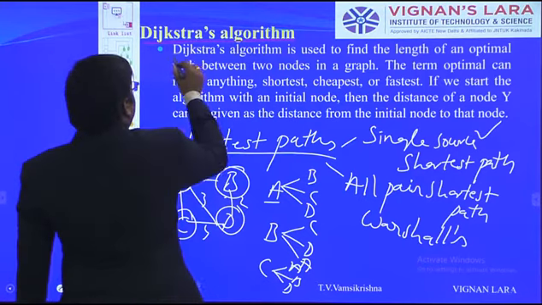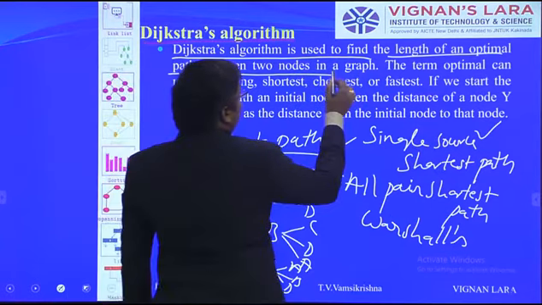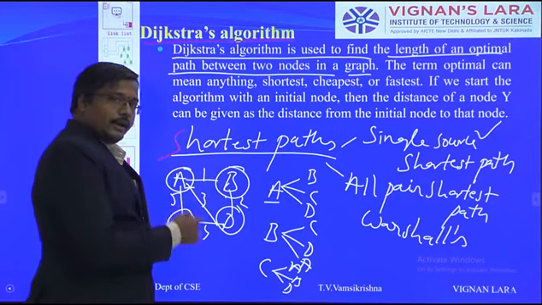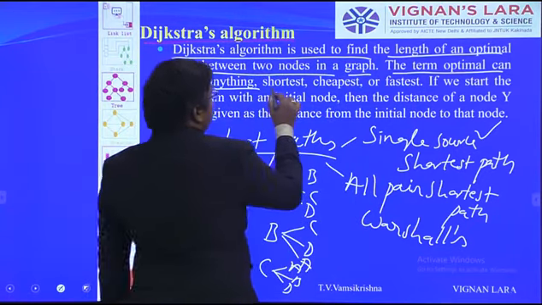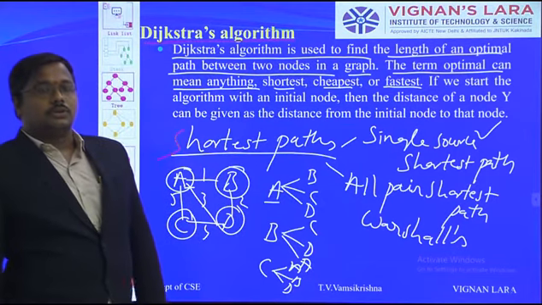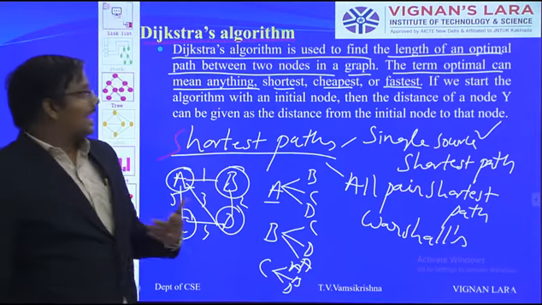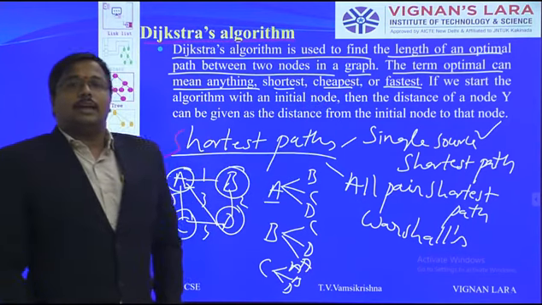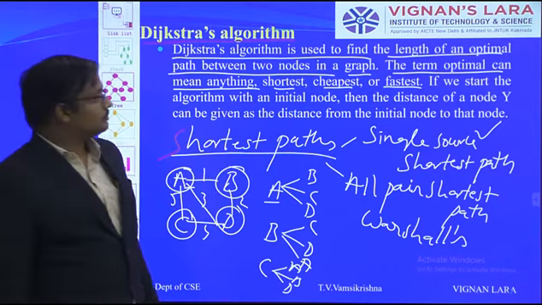So first we will see Dijkstra's algorithm, which is used to find the length of an optimal path between two nodes in a graph. Two nodes are nothing but vertices, say A, B or A, D, like that. The term optimal can mean anything: shortest, cheapest or fastest. Based on the distance we call it the shortest path. Based on the cost, the cheapest path. Or based on the data rate or transmission, the fastest path.